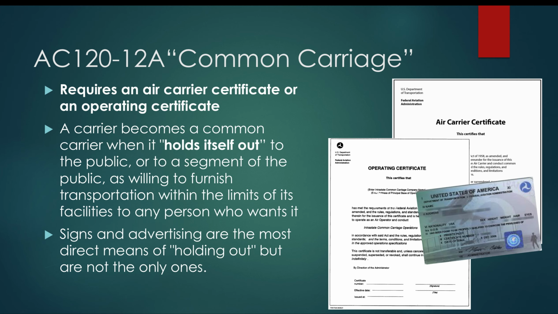The rule itself wasn't good enough. Also, if you look through the regulations, you won't see holding out or common carriage or private carriage defined. So they had to release this advisory circular giving you more information about this. AC 120-12A is actually a pretty important document when you're going to become a commercial pilot. This talks about what common carriage is and what you can or can't do, and it defines some of these terms you can't find anywhere else.